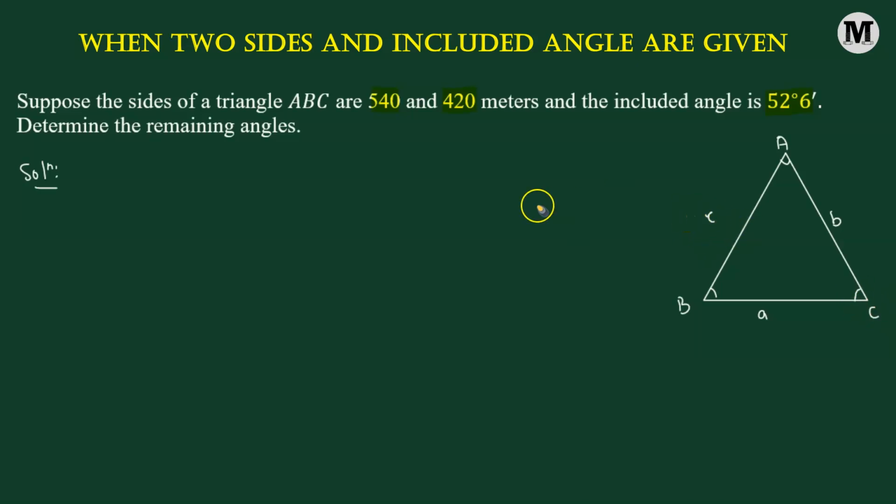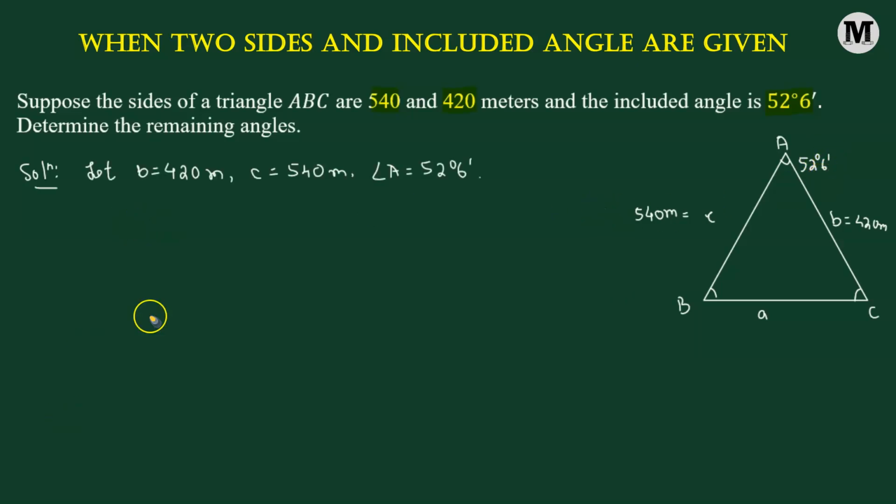Now let us suppose that, as given here, the sides of a triangle are 540 and 420. So we can choose any two sides. Let us suppose that c corresponds to 540 meters and b is 420 meters, and we have an included angle, so let that be angle A. So here we have 52 degrees and 6 minutes. Let's make this assumption here. Our goal will be to determine the remaining angles, that means the angle measures of B as well as C.